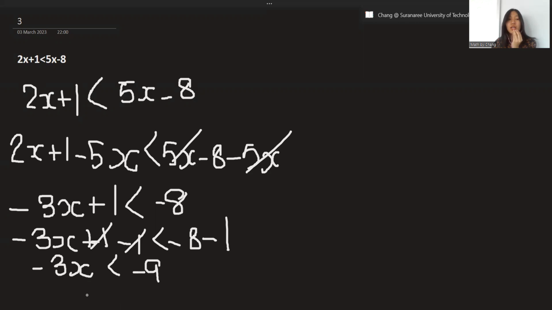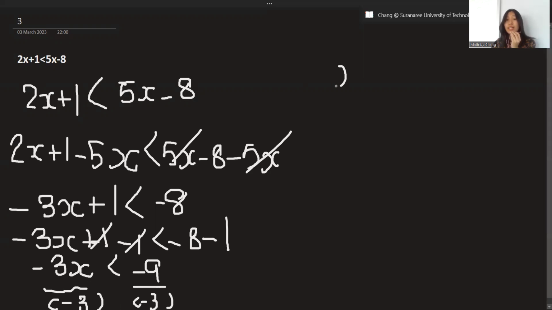Here, you have to divide by minus 3 on both sides. According to the division property of inequality, when you divide by negative values on both sides, you have to change your sign. So here you will get x, less than will change to greater than, minus 9 over minus 3, so you will get x greater than 3. This is the solution for x, which means that the value of x is all the values greater than 3, but not including 3.